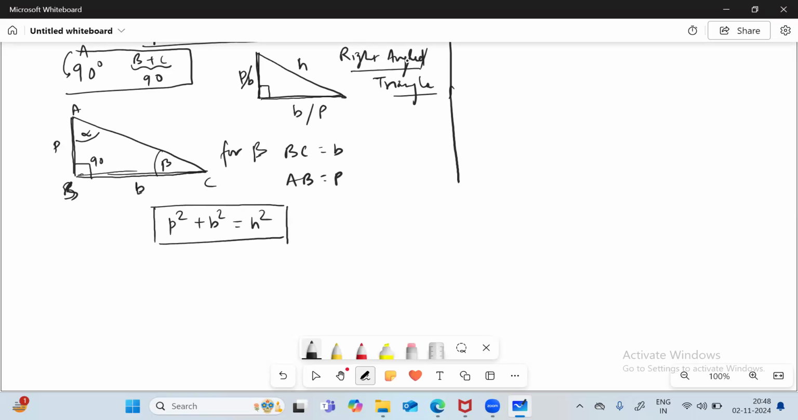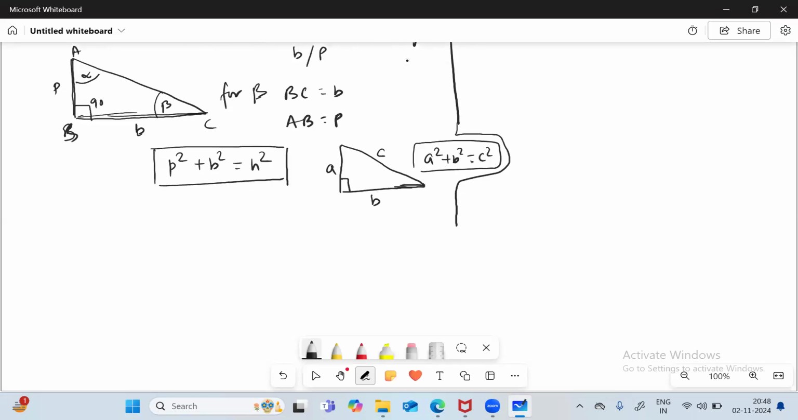So if you don't want to get confused, you can just say that the two lines which create the right angle, let's say I'm naming them A and B, and the third line is C, then A square plus B square is equal to C square. And if any three numbers satisfy this equation, they will make a right angle triangle only.